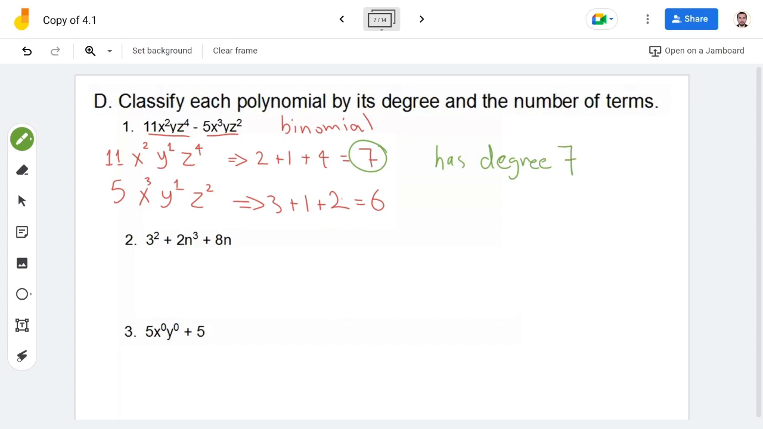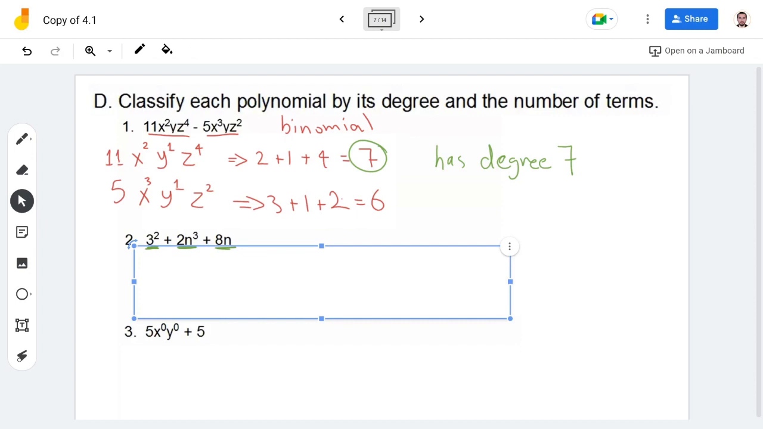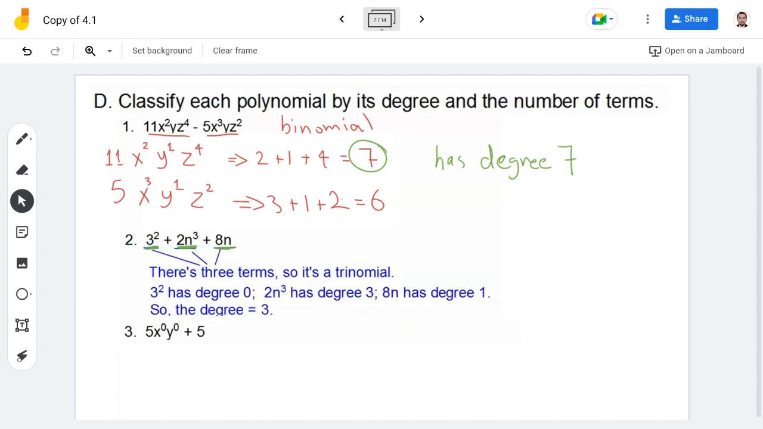Same thing, do the same thing here. This is a trinomial, so you need to test each one. So test each one, which is 3 to the power of 2. It's 0 because there is no variable here. As you can see, there are 3 terms, so it's a trinomial. 3 to the power of 2 has degree of 0 because this one is a number, not a variable. We only count the variables' powers, not the numbers' powers.